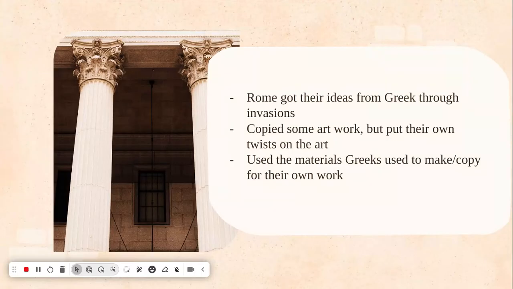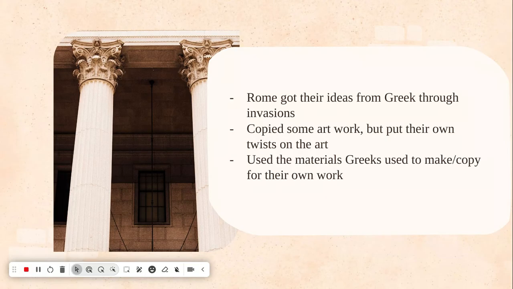So first, Roman art got its ideas from Greece through invasions. As we know, Rome invaded Greece in 146 BC, and they were stunned by how amazing Greek artwork was, and they wanted something of their own. So then they copied some of the artwork and put their own twist on it. That means they were like, I love this, and I want to get the ideas from it, but I also want it to be my own. So they incorporated things like realism, which I'll get to later.